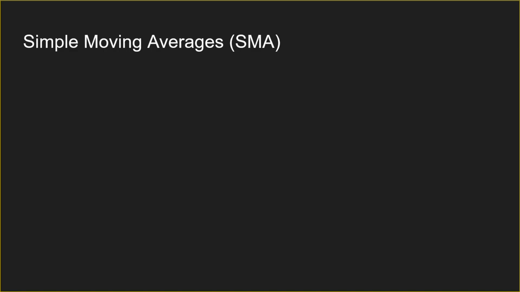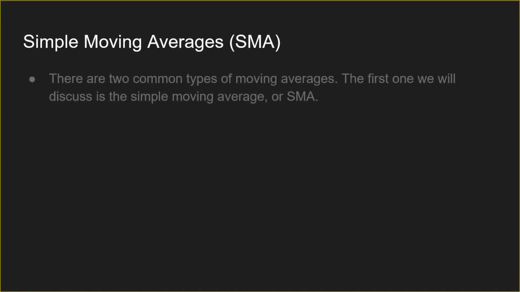So next, let's break down some of the different types of moving averages. And the first one we're going to talk about is the simple moving average. There's two common types of moving averages. The first we'll discuss is the simple moving average, or SMA.